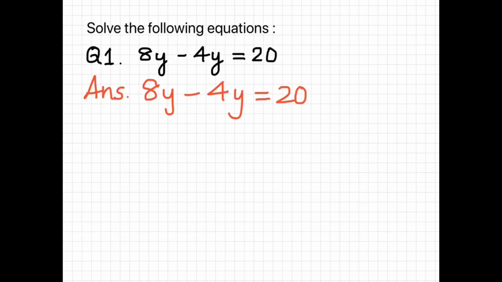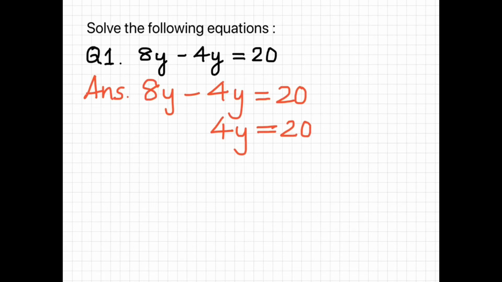Solving this equation means we need to find the value of the variable. The variable used in this equation is y. So first we will simplify 8y minus 4y. We get 4y on the left hand side. This is equal to 20.